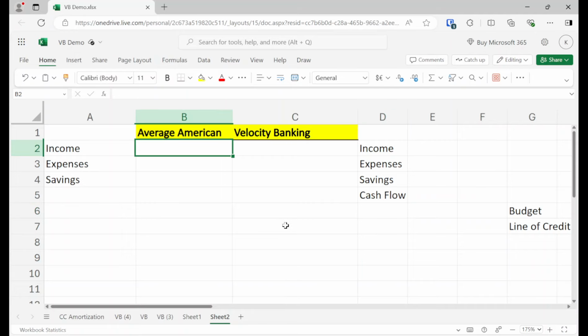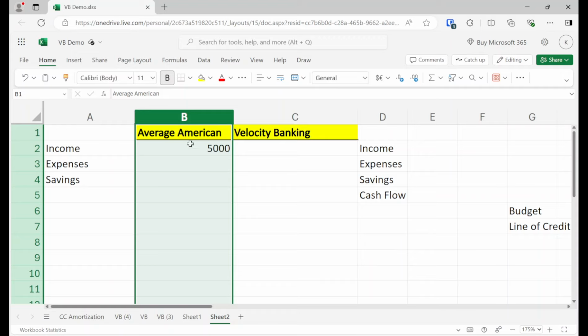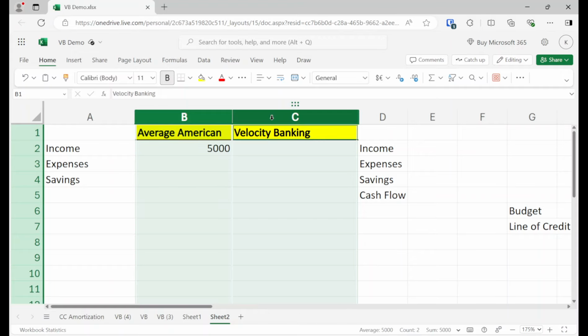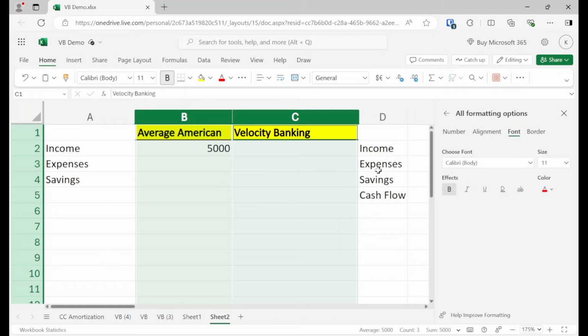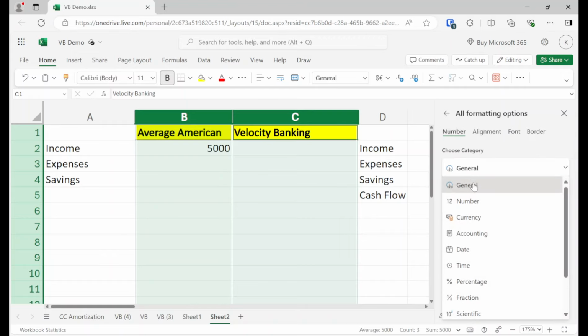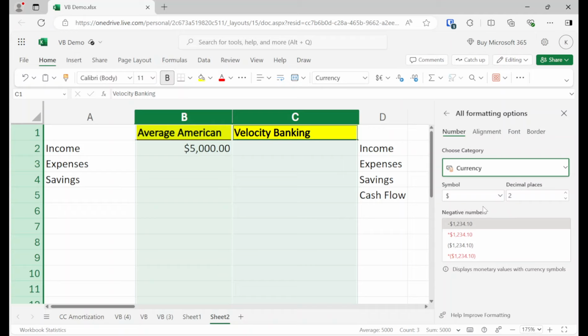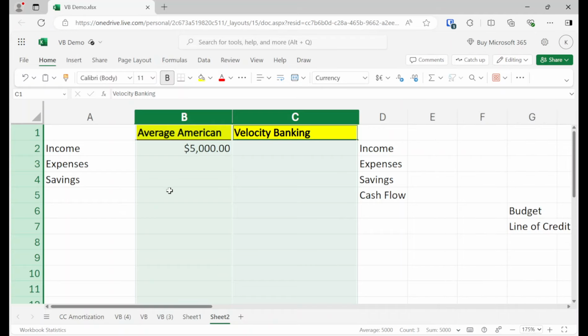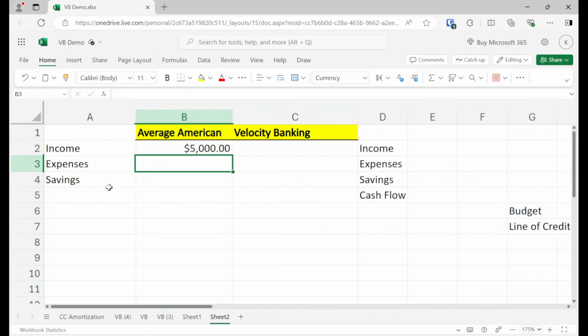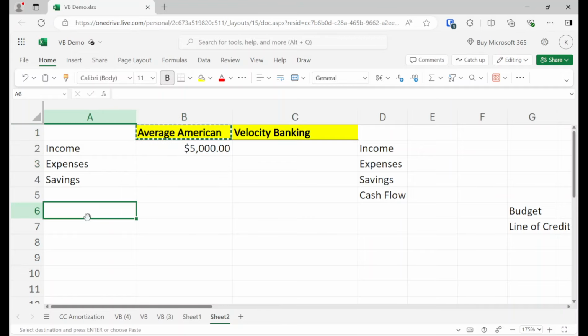So let's say we make $5,000 a month. And again, if you don't like the formatting, you can always click this column, and I'll click this column right here, hold control, and then there's a format cells section, right? So number, and then let's change it to currency. And yeah, now you can see it turned to a dollar. Okay, income, expenses, right?